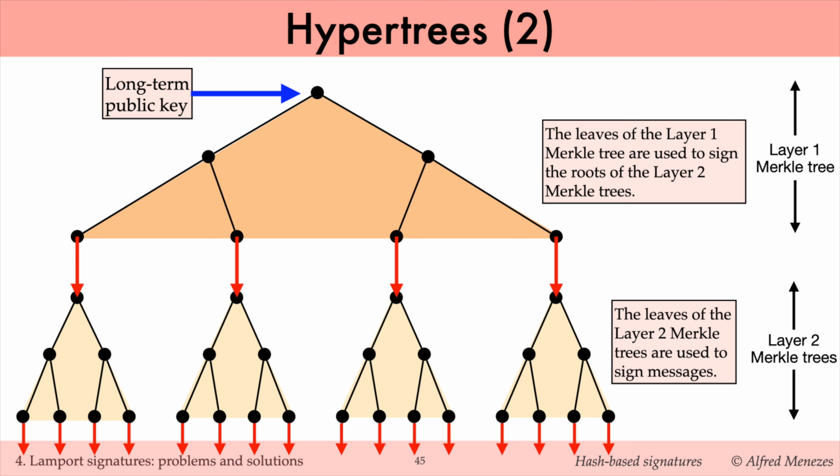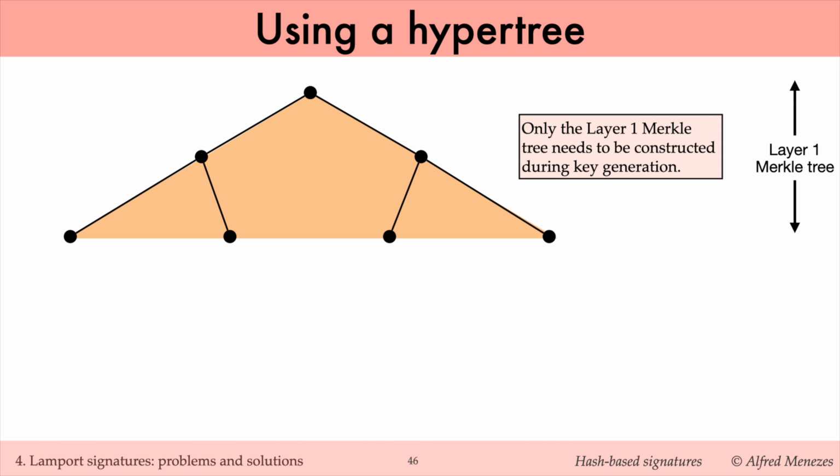If the layer 1 tree has height d1 and the layer 2 trees each have height d2, then the total number of messages that can be signed is 2 to the power d1 plus d2. The main benefit of using hypertrees is that only the layer 1 Merkle tree needs to be built during key generation to determine the long-term public key, which is the root of the layer 1 Merkle tree. This significantly speeds up key generation. The layer 2 trees can be constructed on demand when signatures are required.